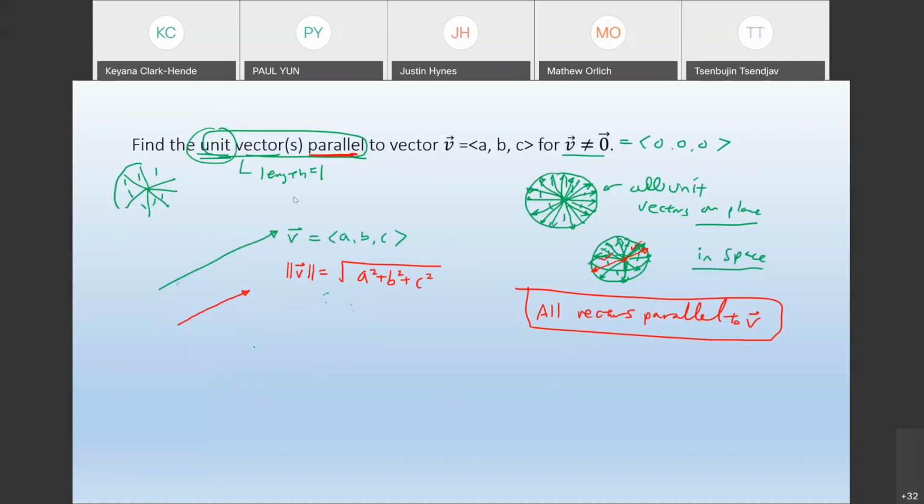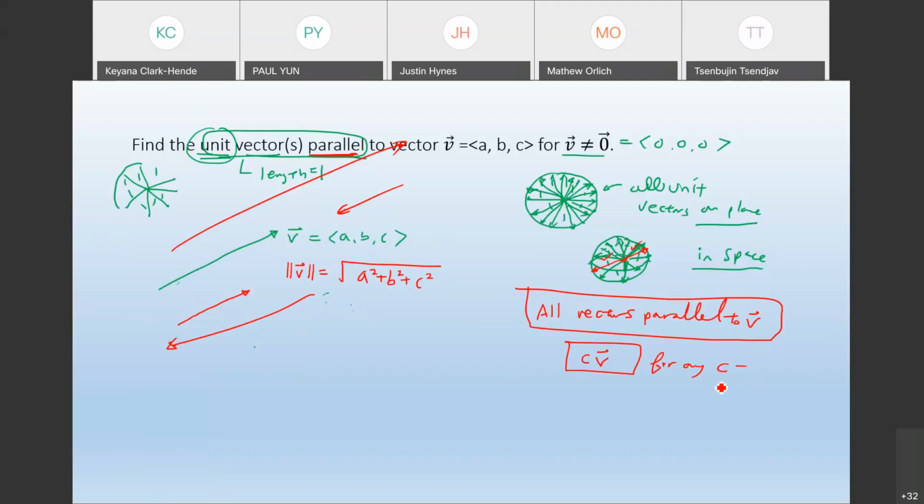I'm just talking about this guy, this guy, this guy, and this guy, everybody. How do you write this? First of all, the vector parallel to V. That's good, you're getting to unit vectors, but first of all, give me the vector parallel to V. I'm not asking for a unit vector, any vector parallel to V. How do you write this? Just say cV for any c not 0.